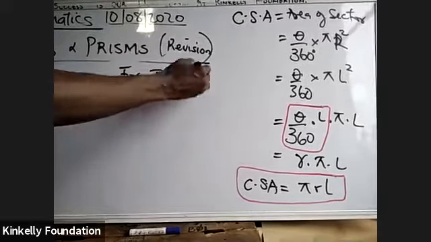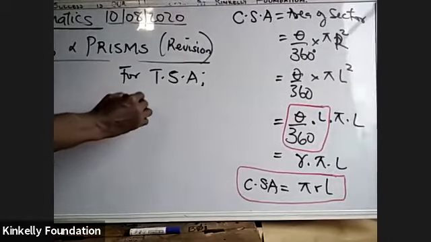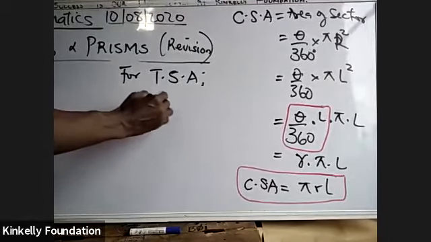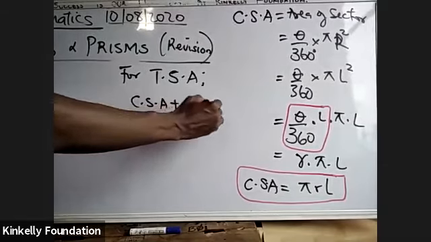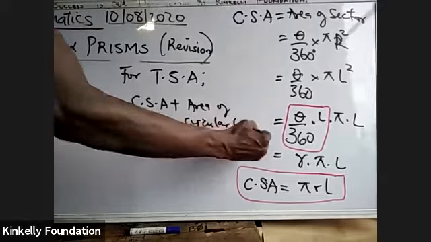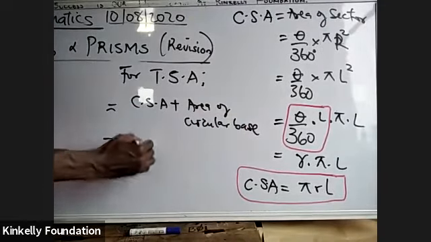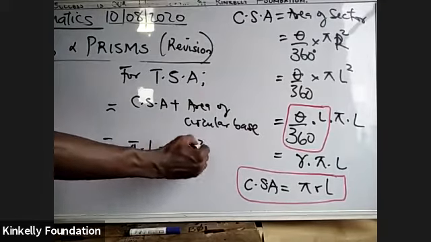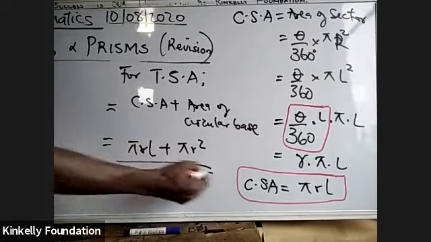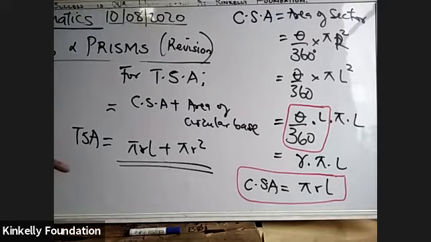For the total surface area, we add the base circle, the CSA plus the area of the circular base. So, which is pi r L plus pi r squared. So this is the TSA of a cone. TSA of a cone is given as this. That's how to generate it.